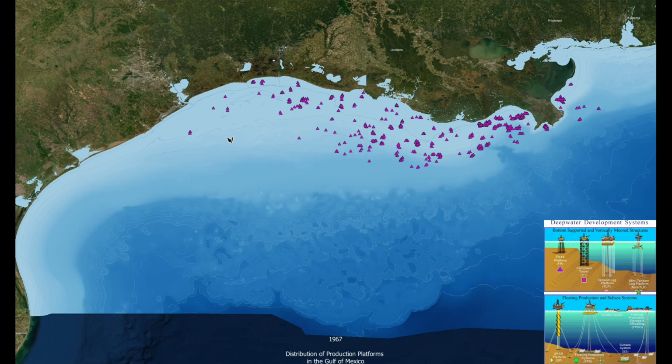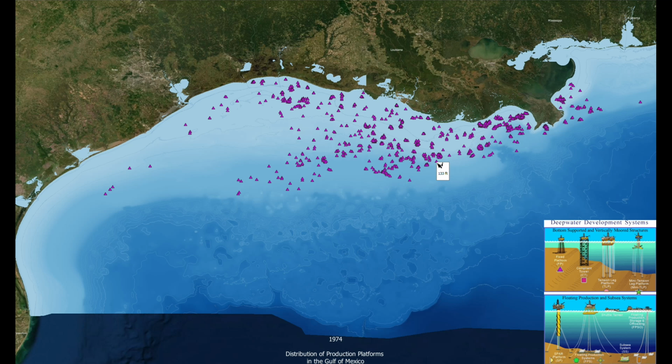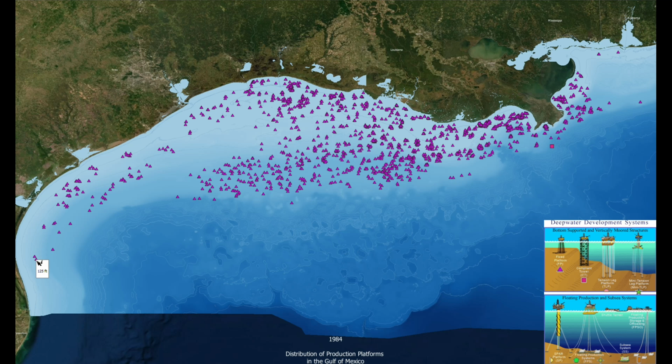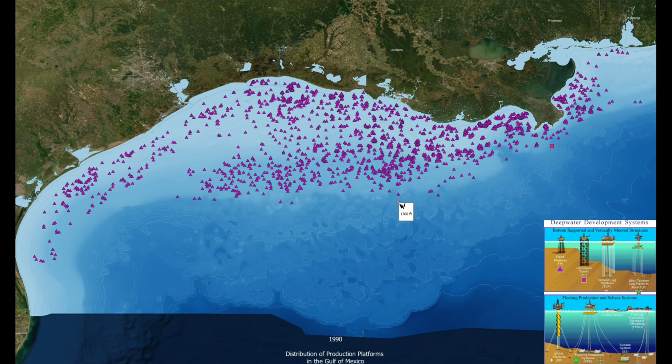As time goes on, we're getting further out onto the shelf and even onto the apron. As we get into the late 1980s and early 1990s, observe how the different types of platforms come about. Here's a tension leg platform deployed in 1,760 feet of water.